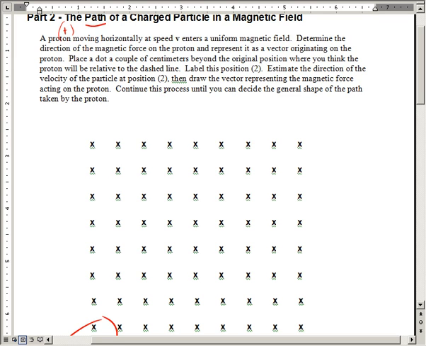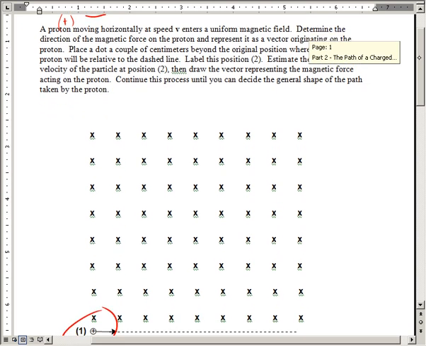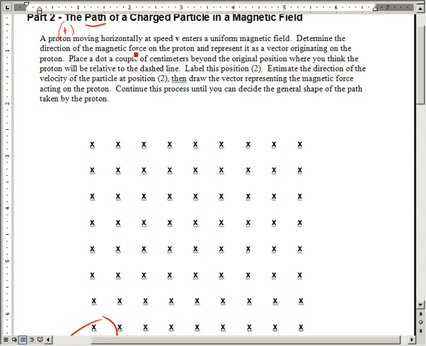Hey guys, I wanted to talk a little bit about the homework today because we didn't really get a chance to in class. So today you're going to figure out the path of a particle in a magnetic field. We talked before about the force on a particle. Now we want to figure out what it's actually going to do to the motion of a particle. So we're going to start in this case with a proton, which is a positive charge, moving horizontally at speed v, enters a magnetic field.